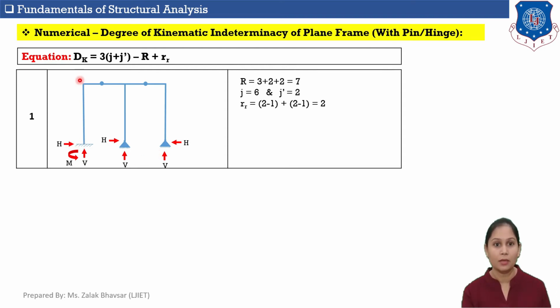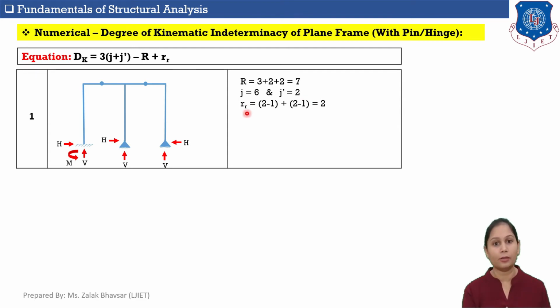This is 1, 2, 3, 4, 5, 6. So total number of joints in this given plane frame is equal to 6. And number of pins in this given plane frame is equal to 2. So J dash is equal to 2.